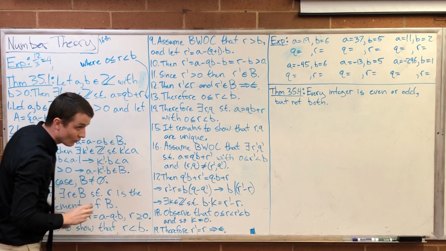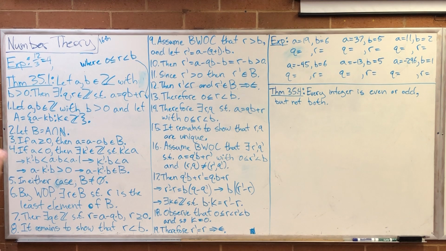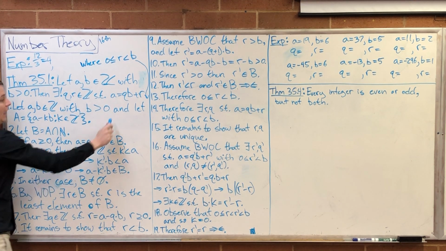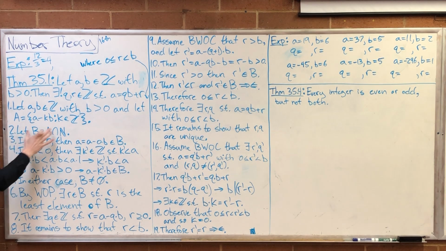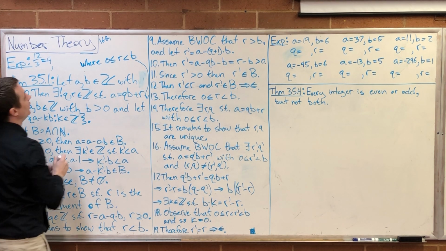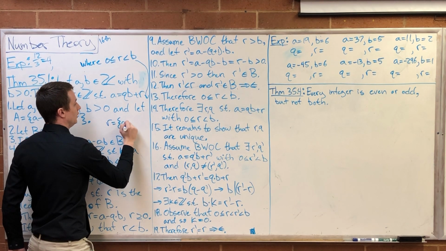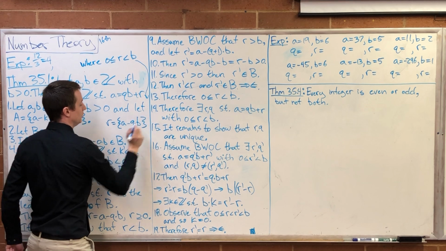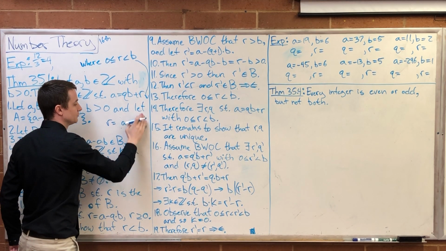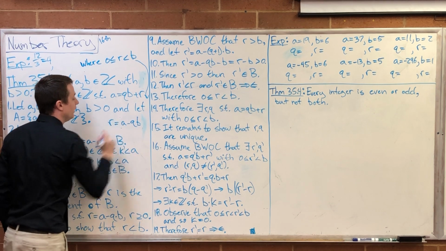You with me? We're going to do this with proof by smallest counterexample. So let a and b be any integers where b is greater than 0. And now I'm going to let capital A equal the set of all these differences for any integer k you pick. Notice that if I take this equation and solve for r, I get r is equal to a minus qb.